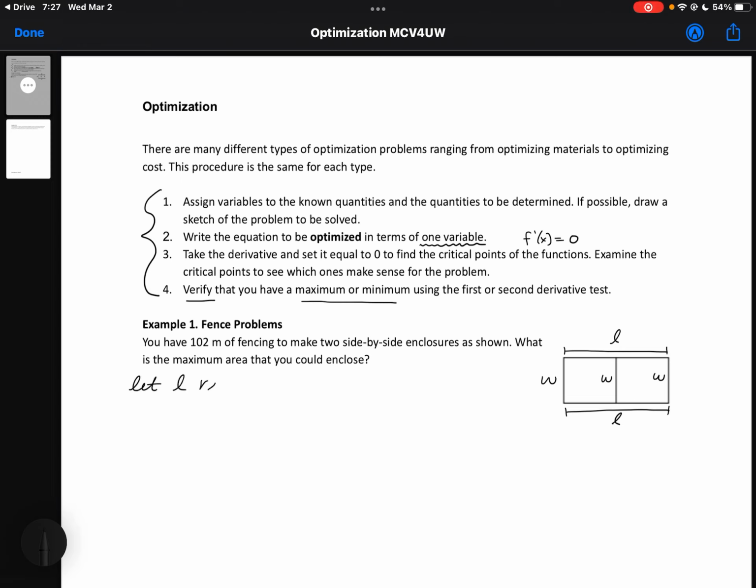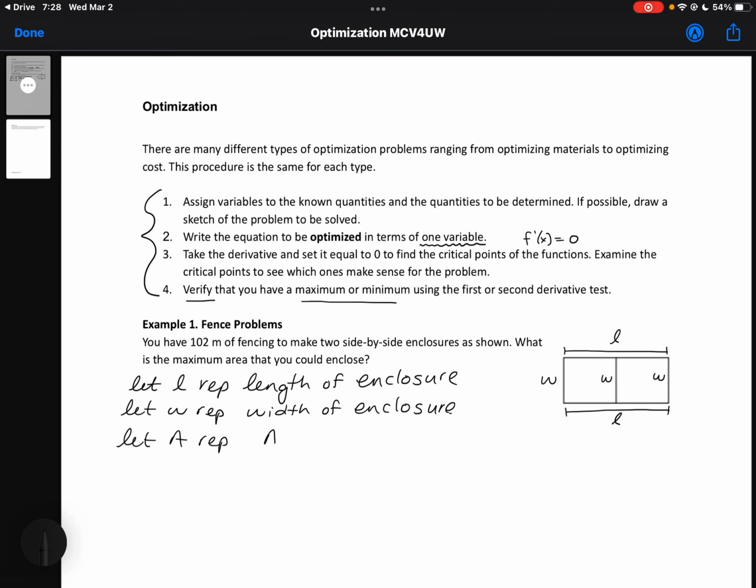So let's let L represent the length of the enclosure. Let W represent the width of the enclosure. And we're going to let A represent the area. So this is my first one.